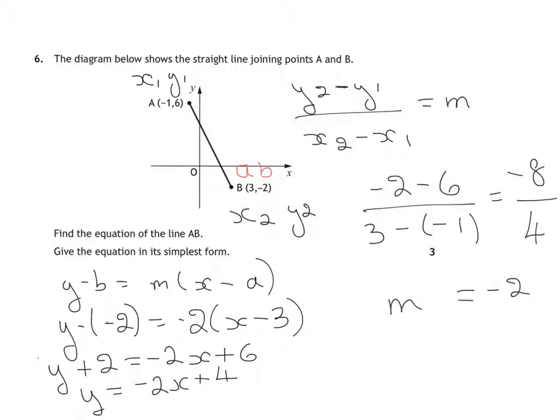Right, marks wise. You get a mark for your gradient, okay? Now the negative has to be up there. Then your second mark comes from substituting everything in. And then your last mark comes from y equals minus 2x plus 4.